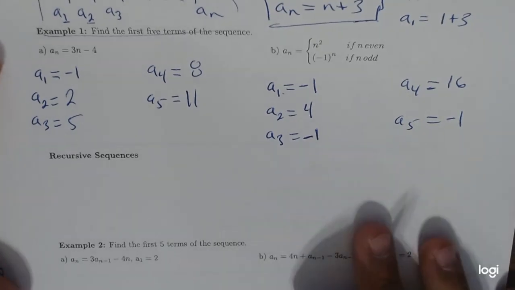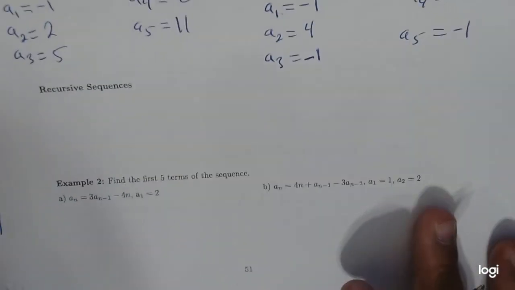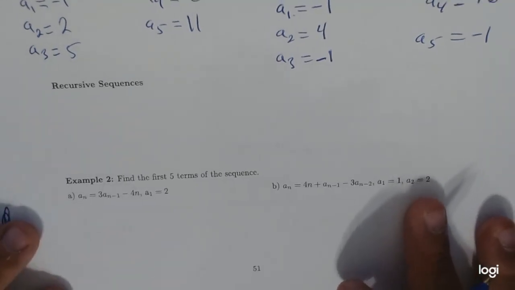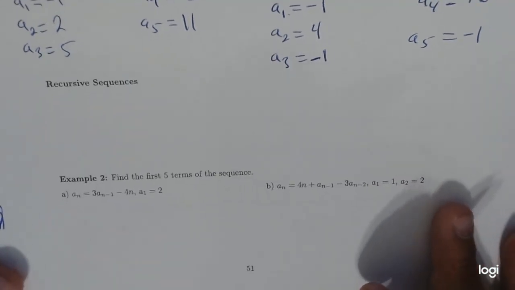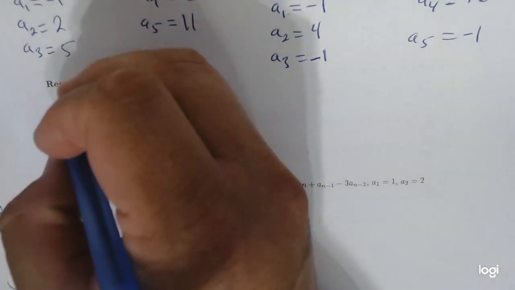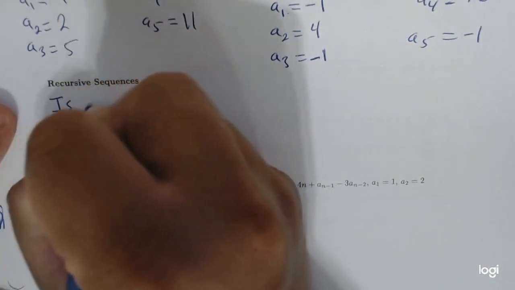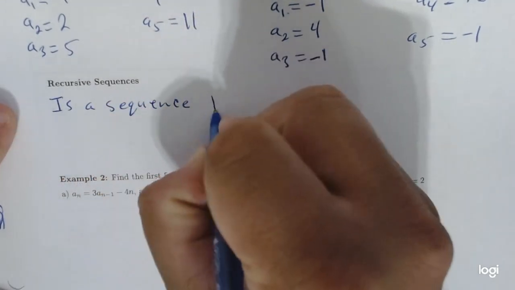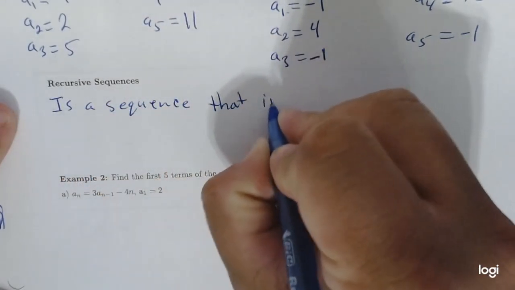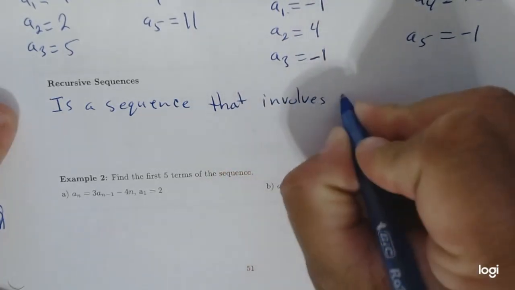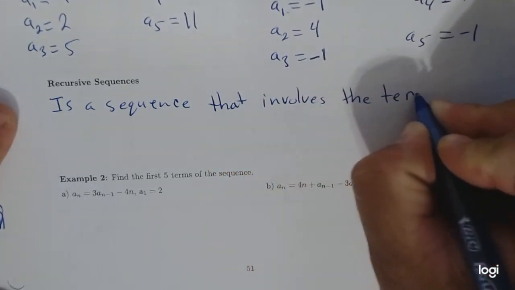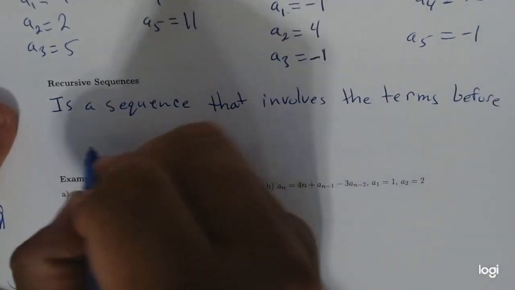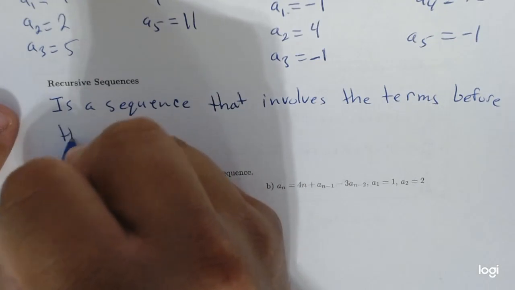Okay. But the real good stuff when it comes to sequences, and the stuff you'll see more about, is something called recursion functions, which is huge when it comes to any engineering courses, if you guys go into that part of stuff. So a recursion sequence is a sequence that involves the terms before it, or before the preceding ones.